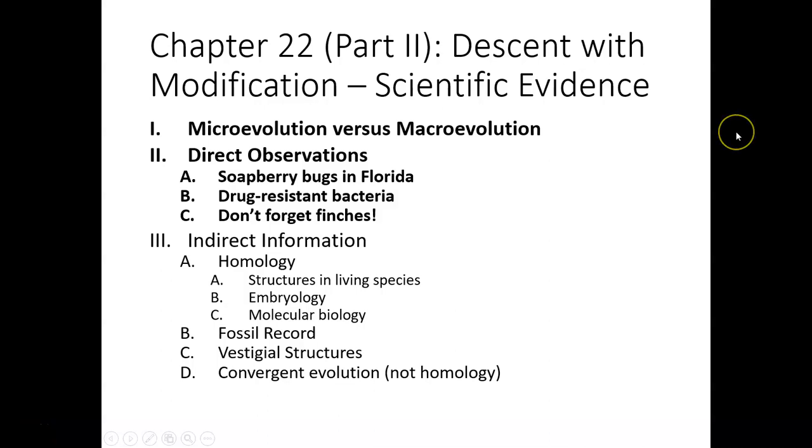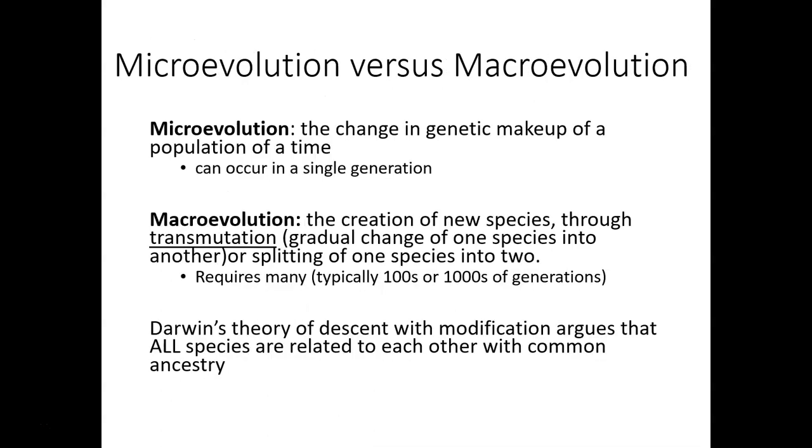For part 2 of chapter 22, we are going to discuss microevolution versus macroevolution and observations and other kinds of evidence for evolution. Remember that the book defines evolution as descent with modification. That can actually occur over short periods of time or long periods of time, and that's the distinction between microevolution and macroevolution.